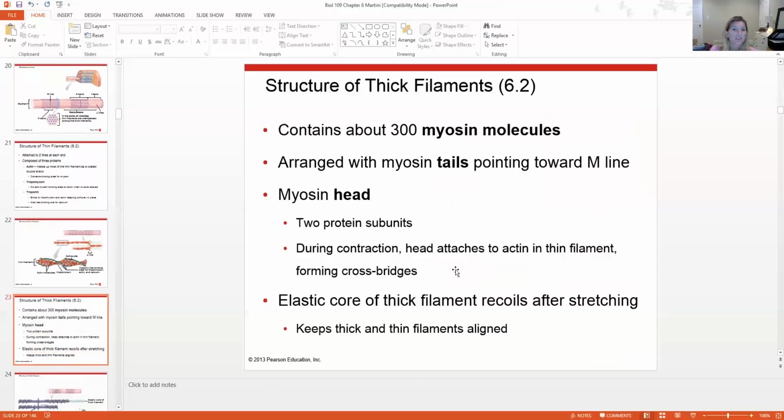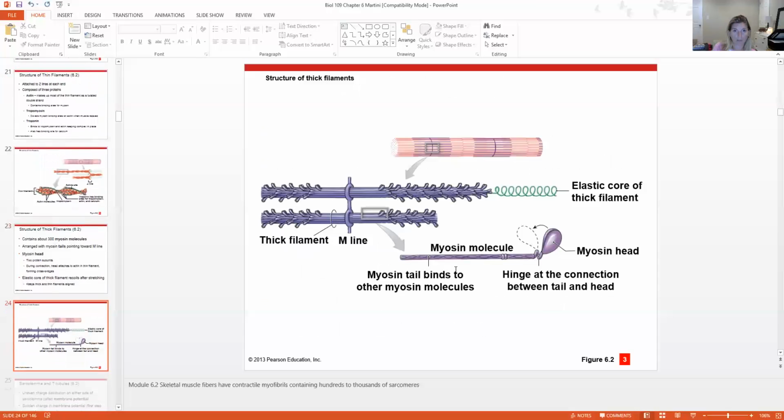So the myosin thick filament has a tail and a head. The tails point towards the M-line, towards that middle area of the sarcomere. The myosin head has protein subunits that bind to the thin filament. It binds to the thin filament on those tropomyosin active sites that I just mentioned. So the thick filament is what's going to attach to the thin filament.